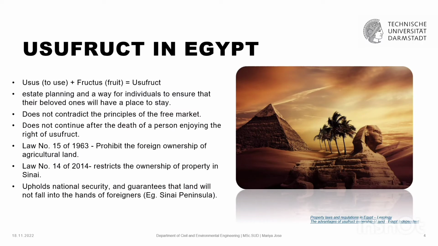The word usufruct is formed from two words, usus and fructus. Usus is the right to use or enjoy a thing possessed directly or without altering it, and fructus is the right to derive profit from a thing possessed.